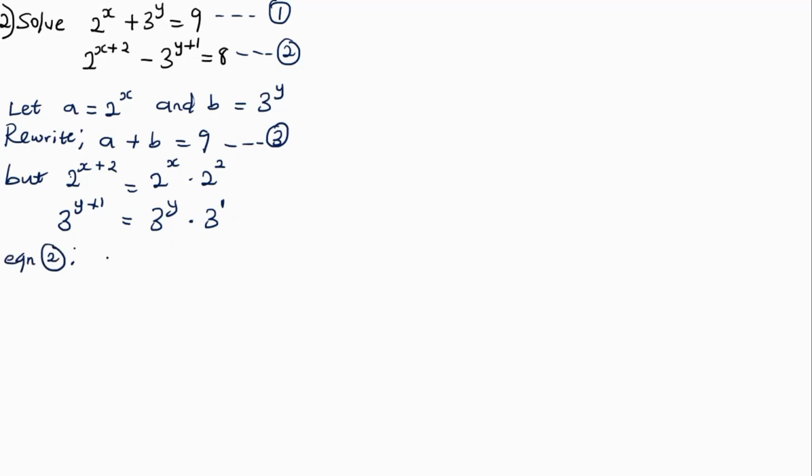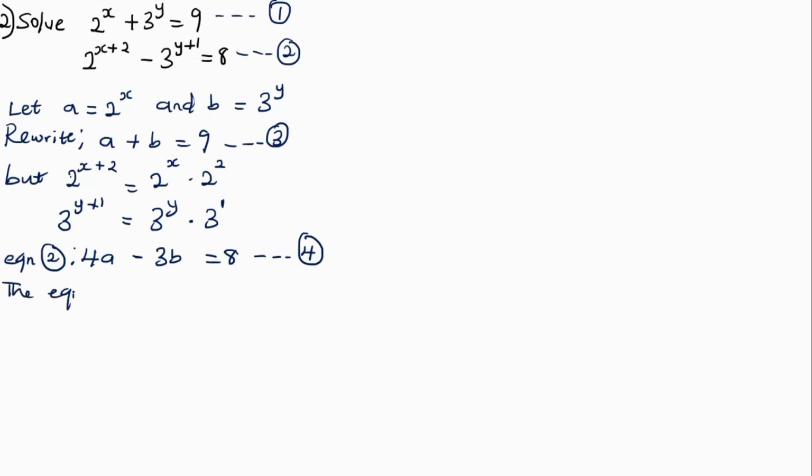Equation 2 right now can be written with 2 raised to the power of 2 being 4, so we can call this 4a minus 3b is equal to 8, and we are going to name this equation 4. Alright guys, I hope this is clear right here. So once we have our equations 3 and 4, let's bring out our equations.